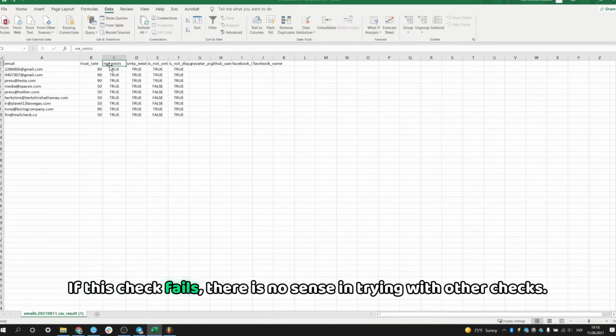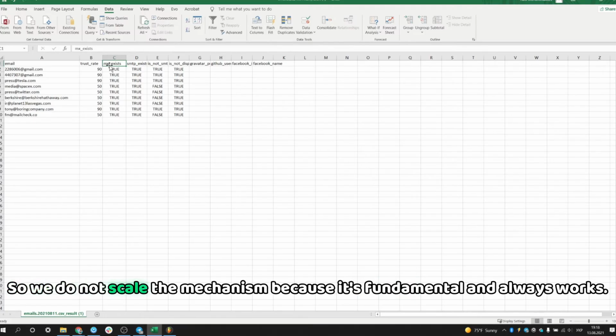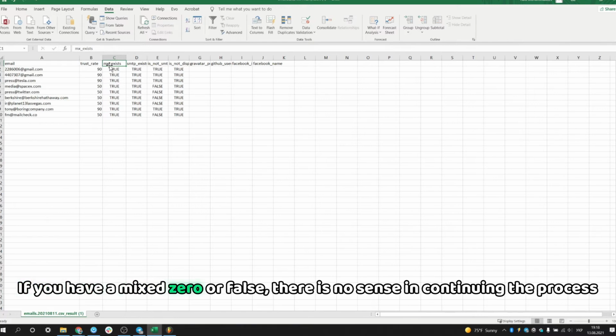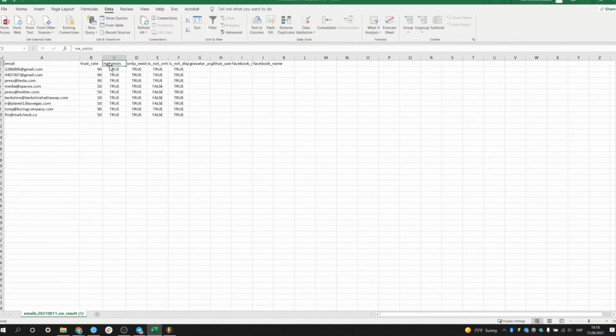If this check fails, there is no sense in trying with other checks. So we do not scale the mechanism because it's fundamental and always works. If you have MX 0 or false, there is no sense in continuing the process of validation.